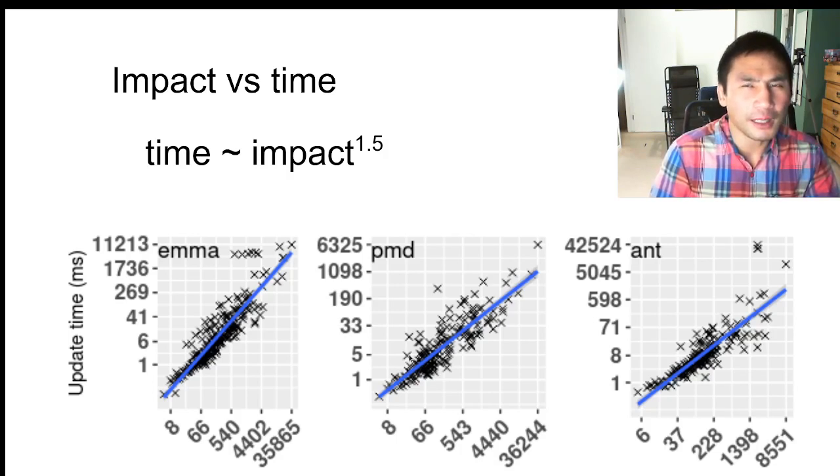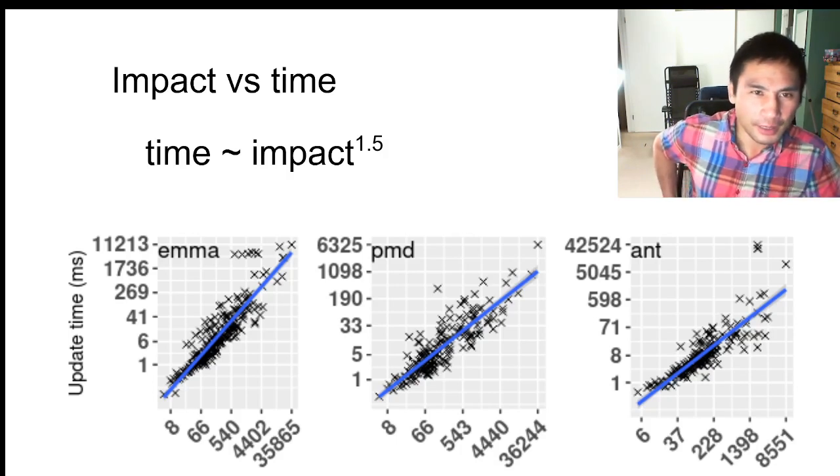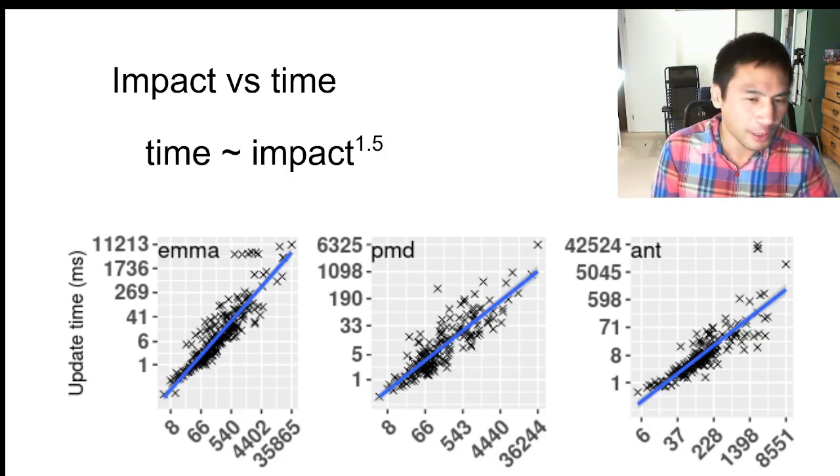And so what they did was they looked, we had the definition of impact, right? So it's like, okay, you have the impact of a change, and is the time correlated with the impact? And so here's the graph, and they're like, it correlates to about the 1.5 power of the impact. So large impact changes take a long time to analyze. Okay, fine.